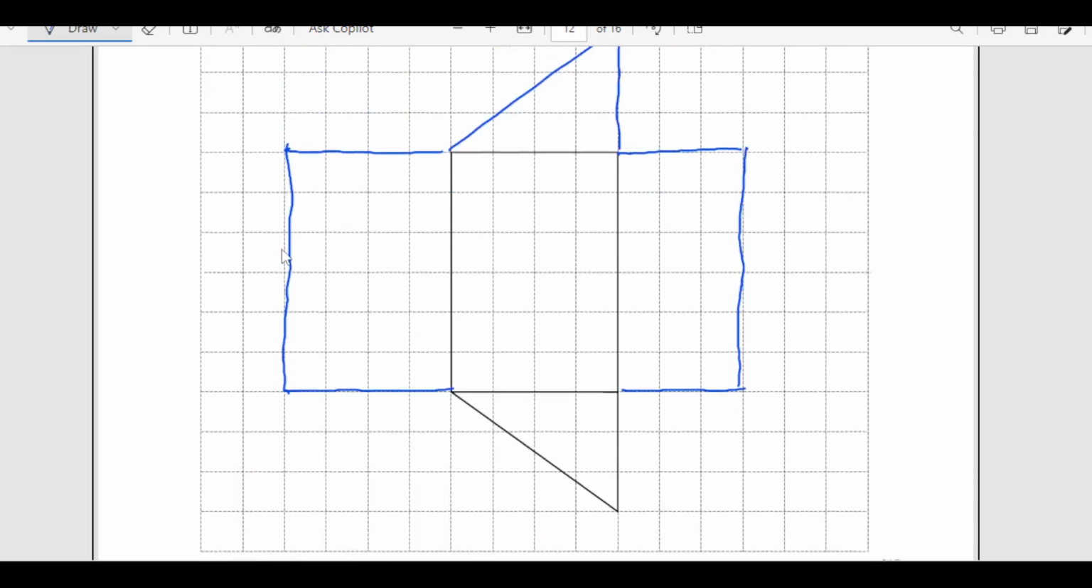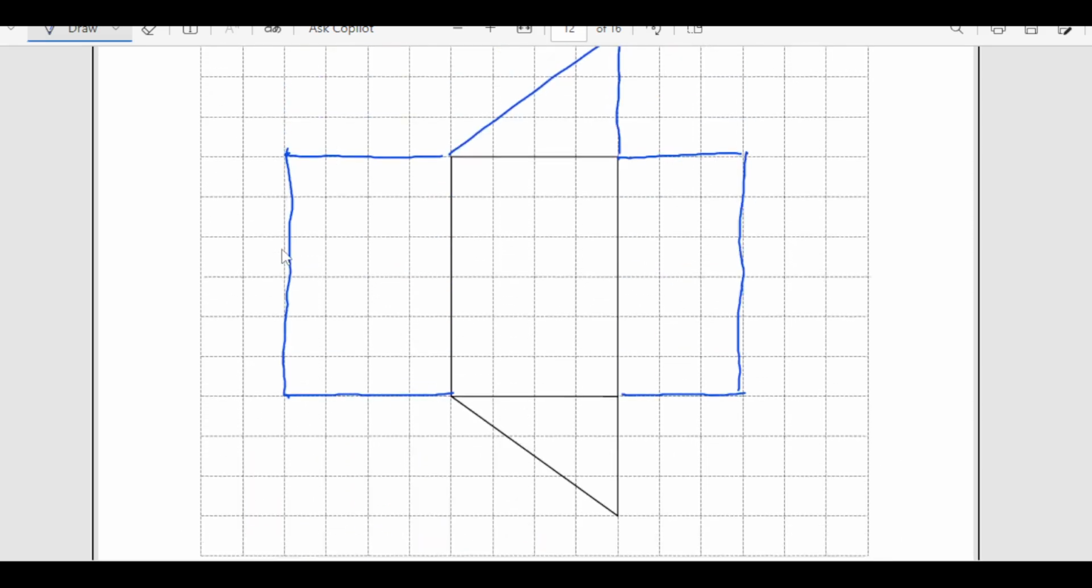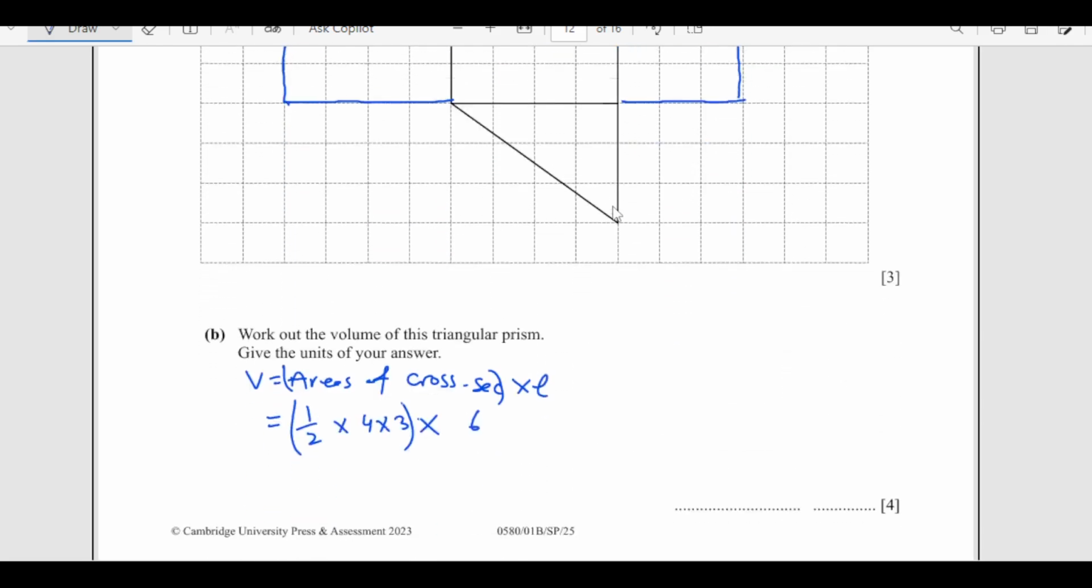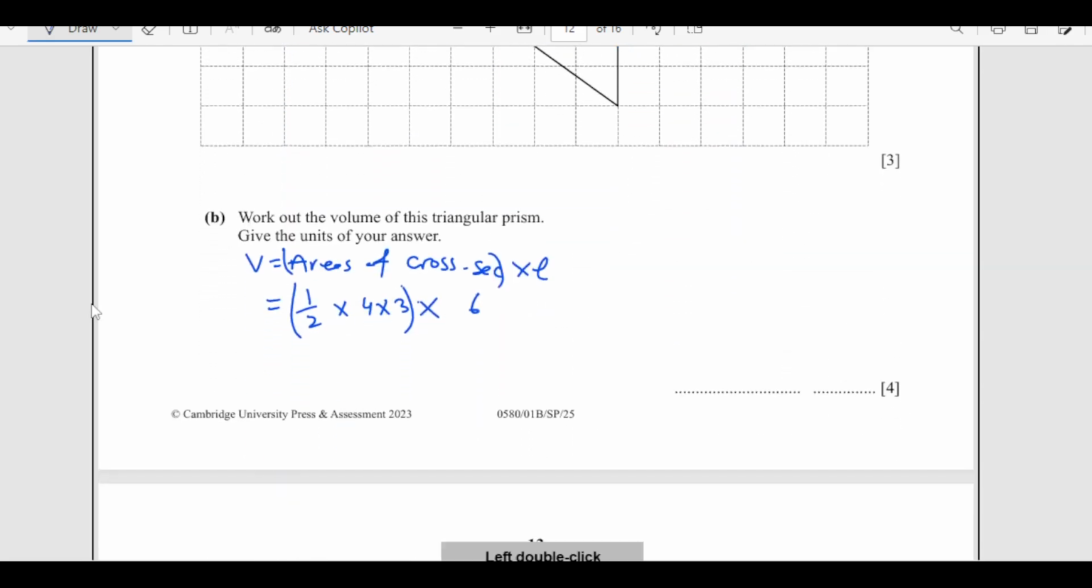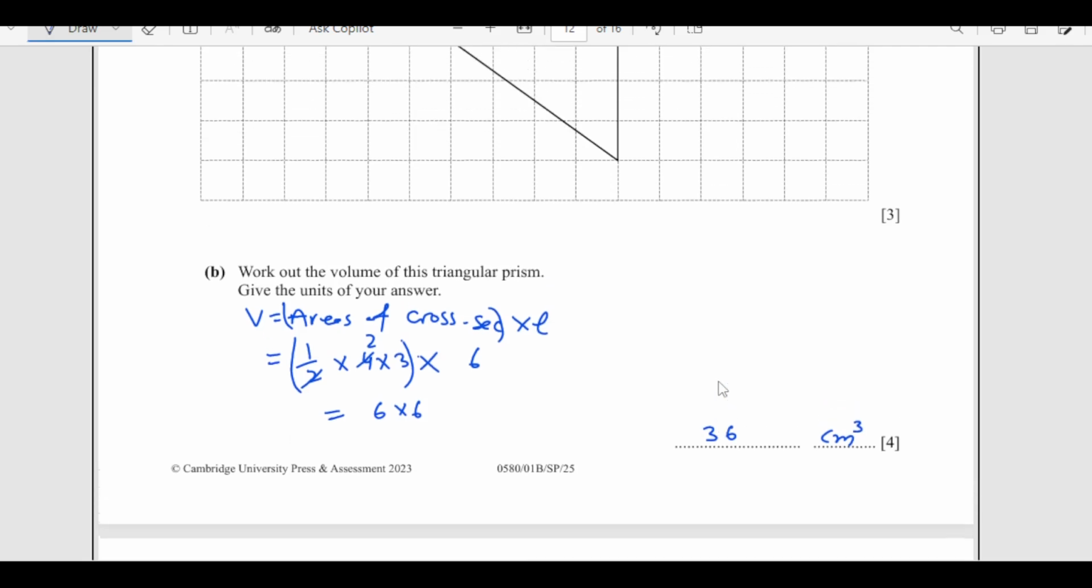So this is the length, this is the longer one, and base of the triangle is 4 and height is 3, and this length is 6, right? So now just calculate this one. 2 times 2 is 4. Now 3 times 2 is 6. 6 times 6 is 36. Now you see there is a gap here. Be careful. This is 36 and we need to write down the unit, that is centimeter cube. 36 centimeter cube is the final answer, right?